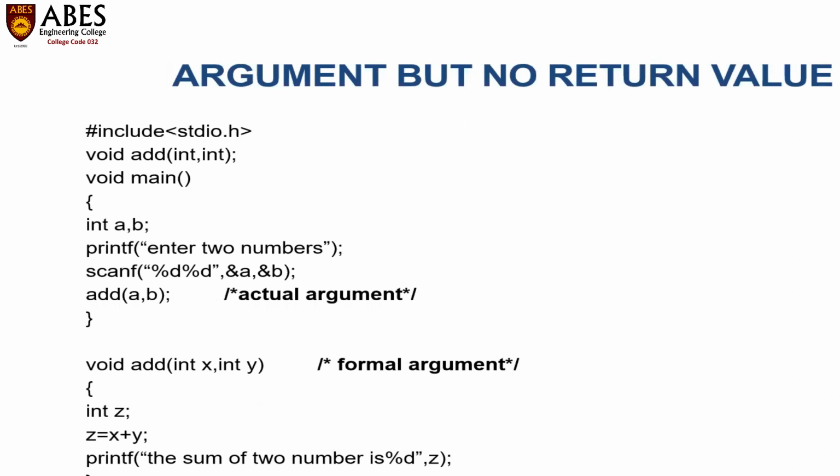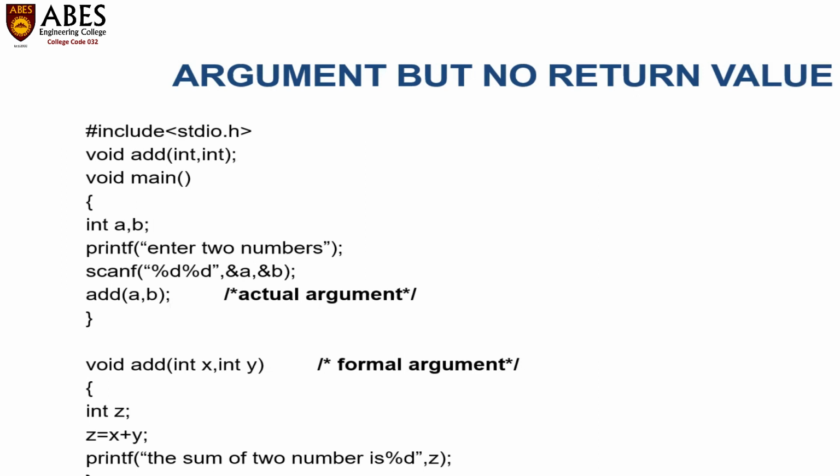Second one, with argument but no return value. You'll find the function prototype is void add. So the function return type is still void because there is no return value, and two parameters are passed. These are of integer type. So the second line, void add int, is the function declaration. Similarly, in the main function, we have taken two variables a and b, and both get the input through the keyboard.